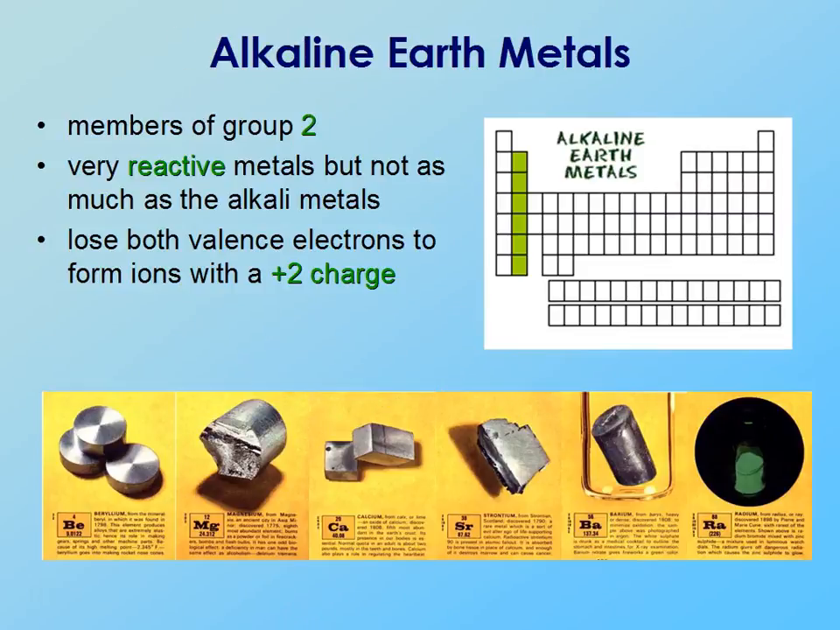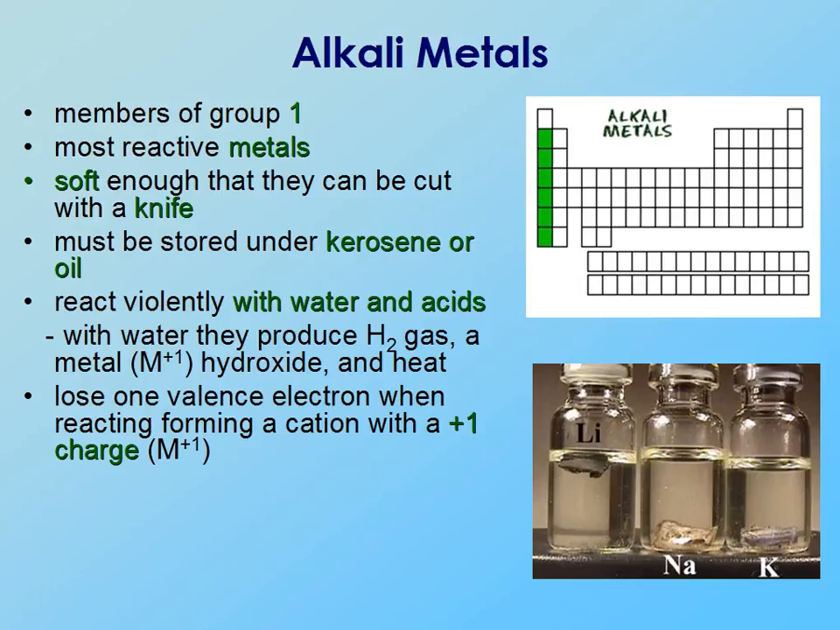Your alkaline earth metals are +2 ions. They are members of group 2. They are reactive, but not as reactive as the alkali metals. They will lose 2 electrons to become like the noble gases. So beryllium, magnesium, calcium, strontium, barium, and radium are going to be +2 ions. Again, that's something you want to make sure that you're familiar with, as well as the general location of the alkaline earth metals.